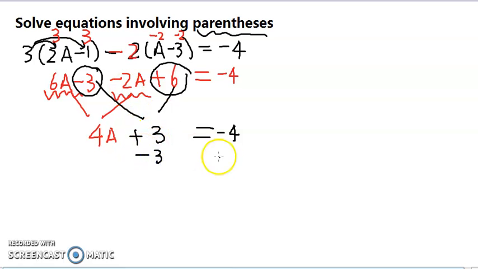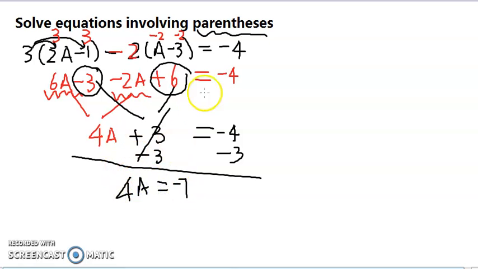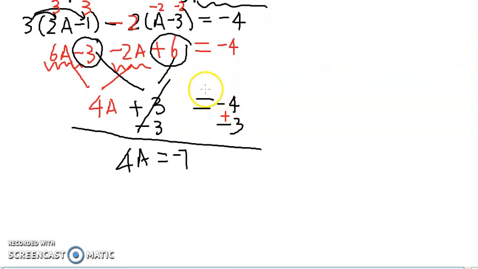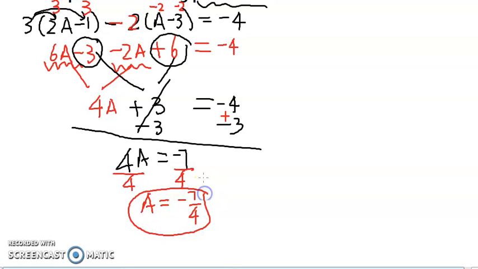Now we subtract 3 from both sides. So we got 4a equals negative 7. Notice that negative 4 minus 3, you can put a plus sign between them. It's like negative 4 plus negative 3. Like $4 debt plus $3 debt, that's $7 debt. And we can divide both sides by 4 to get rid of that 4. So the final answer is a equals negative 7/4.